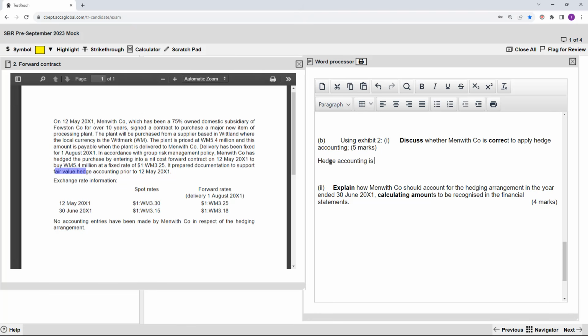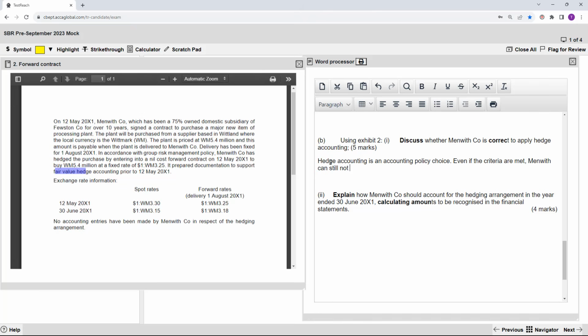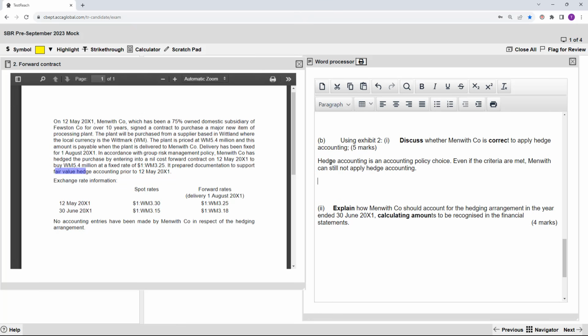Hedge accounting is an accounting policy choice. In other words, even if the criteria are met, even if the conditions are met, Menwith can still not apply hedge accounting. It has that choice of doing so. Now, you can only apply hedge accounting if the conditions are met.